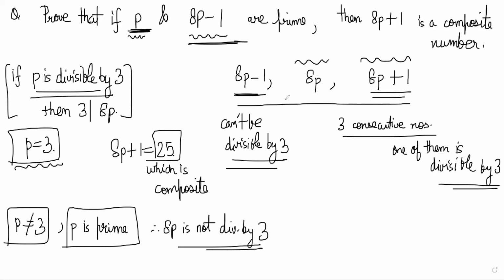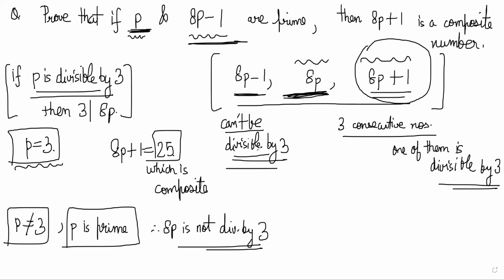And therefore both of these are not divisible by 3, so 8p plus 1 must be divisible by 3, right? That makes 8p plus 1 composite again. So basically there are two cases here. You have to realize that in these three numbers, one of them has to be divisible by 3. 8p minus 1 is prime, so it cannot be divisible by 3.